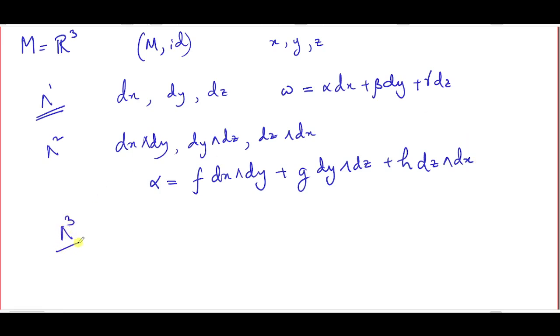Finally, you have 3 forms, which is the highest category possible here. And there, the basis 3 form is simply dx wedge dy wedge dz. Of course, you could have used any other permutation. You couldn't repeat the dx's, but you could have used any other permutation. But they are basically the same as either this one or this one with a minus sign. So the most general 3 form, beta, would be, let's say, some function u times dx wedge dy wedge dz.